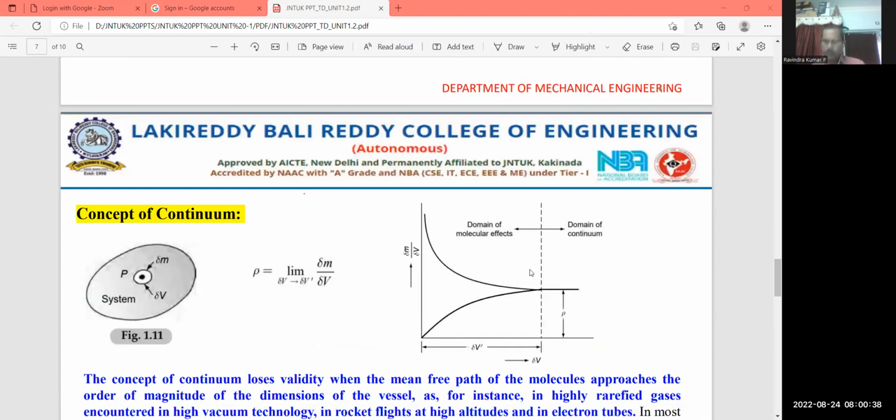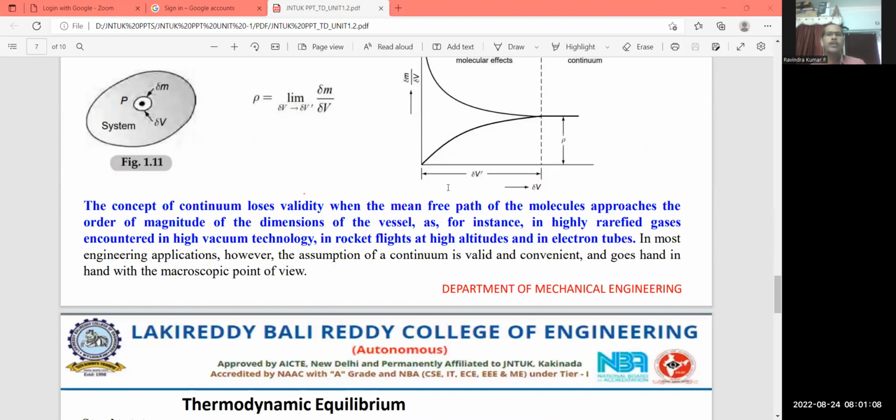Next, if you observe the diagrammatic sketch, the x-axis is delta V and the y-axis is delta M by delta V. Here you observe the domain of molecular effects is here, and the domain of a continuum exists over here. In this case, what you have to understand is that the concept of a continuum is going to lose its validity.